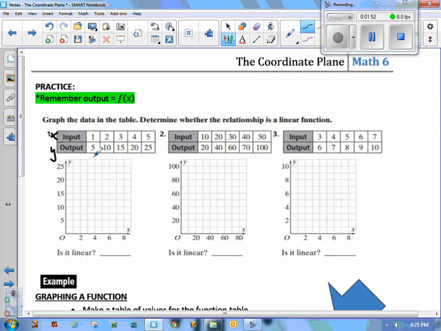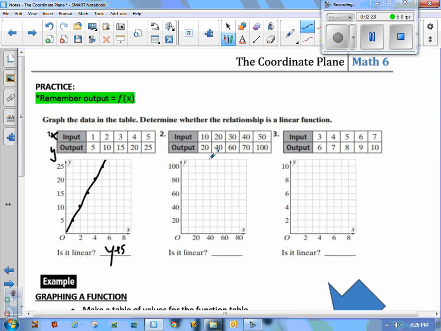So my coordinates here are 1, 5, which means I'm going to go over 1, up 5. Over 2, up 10, because they're all positive. Over 3, up 15. Over 4, up 20. Over 5, up 25. If I connect those dots, and I'm not making the best line, they are a straight line, so they are linear. So I'm going to write yes.